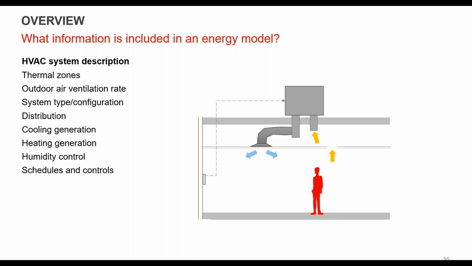How heating and cooling is distributed, whether it's air or hydronic, how you're generating cooling, so how you're cooling the space, how you're heating the space, how you're controlling humidity, and then schedules and controls. So we'll step through each one of these now.